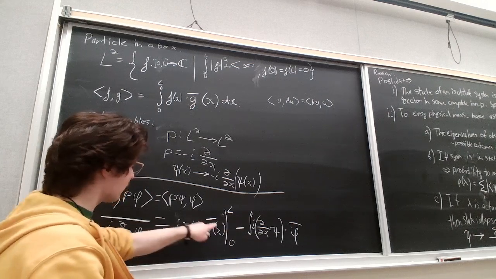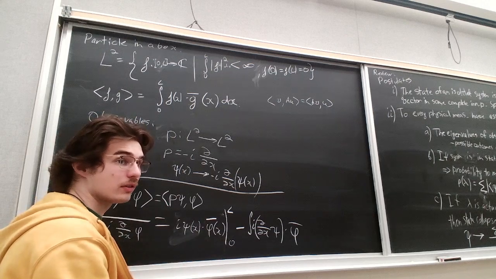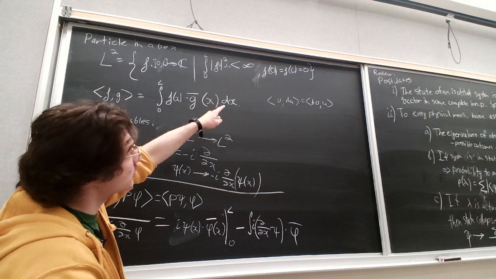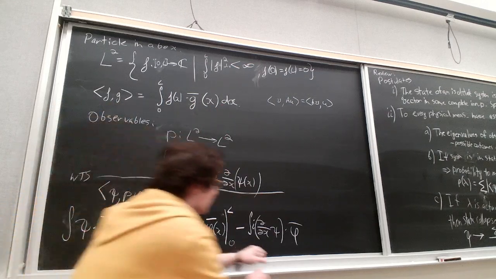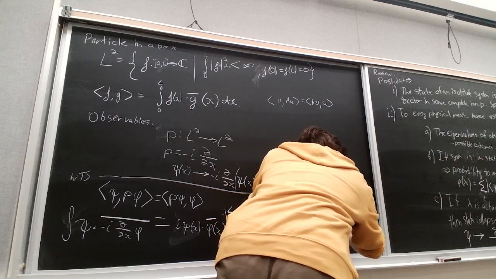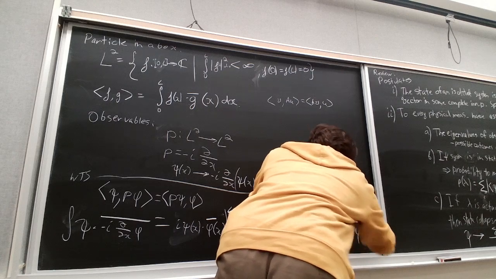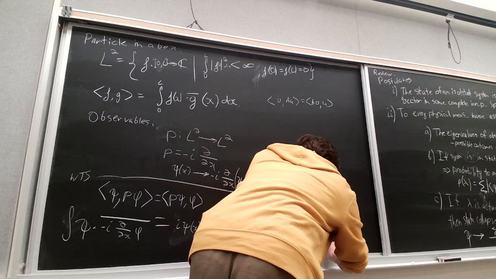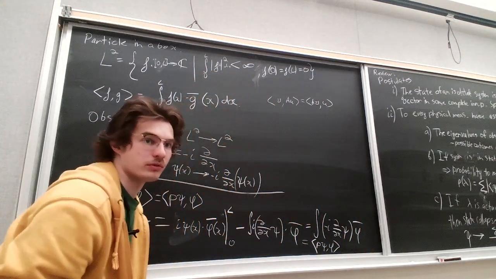Okay. But this psi of x times phi of x from 0 to L, what does this evaluate to? 0. Why? Because by assumption, I said that my wave function should go to 0 on the boundary. So now I get that this is the integral of minus i partial x psi times phi bar, which is exactly p of psi inner product with phi. Okay, so we proved this.